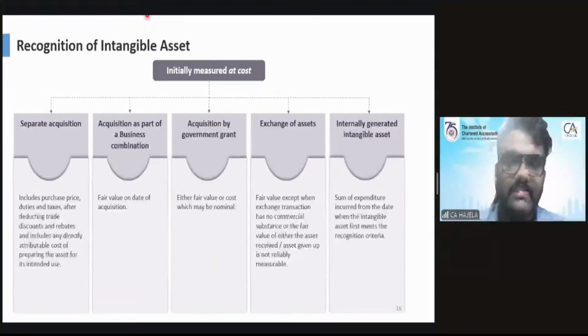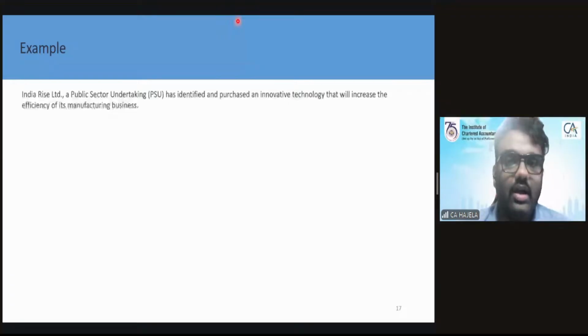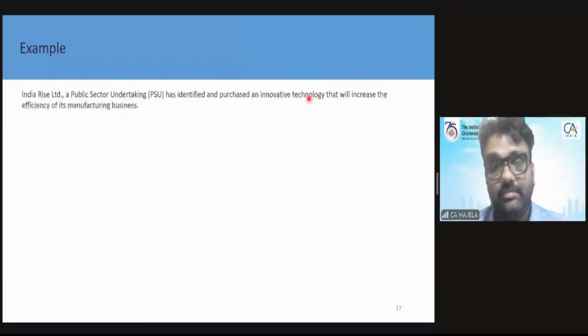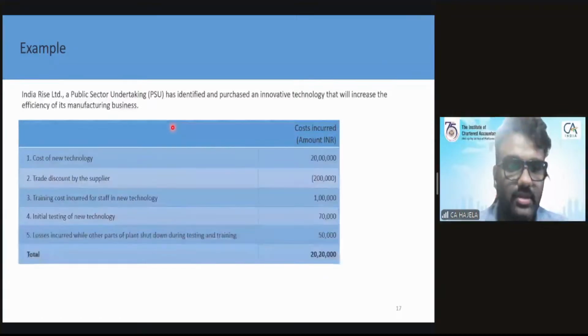Now let's have another example. I think we have had a good discussion. Let's take another example. India Rise Limited, another public sector undertaking, has identified and purchased an innovative technology that will increase the efficiency of its manufacturing business. Make sense? Now, this is the cost of the new technology.